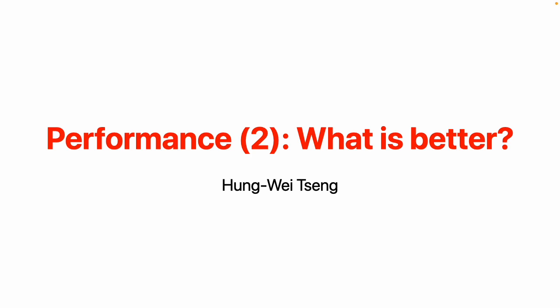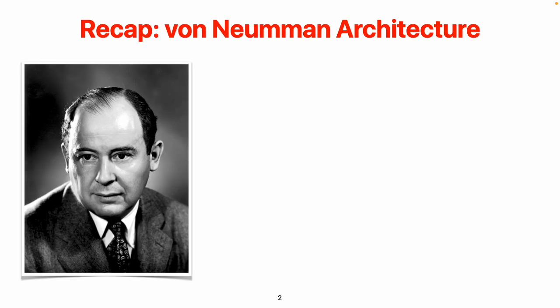All right, so today we are going to continue our discussion on performance. We are going to talk about how to compare which one is better. But before we start, we are starting again with John von Neumann. The reason is that the big picture of computer architecture is generally a von Neumann architecture. If you never saw this guy, you are probably in a biology class, right? And you should go to a different classroom.